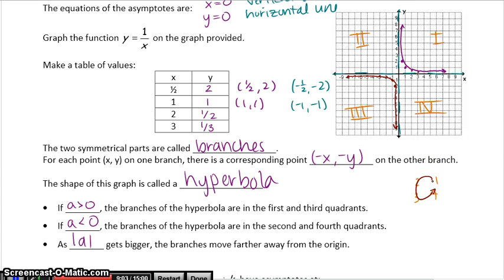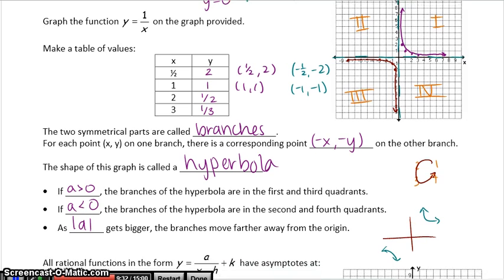So that's the order. So if our a value is greater than 0, if it's positive, it's going to be in the first and third quadrant, like this one. If our a value is less than 0, it's going to be in 2 and 4. And as our a value gets bigger, the branches move farther away. So what that would be like, if we had an a value of, I don't know, 5, our branches would just move a little bit farther away. So this distance would be greater.